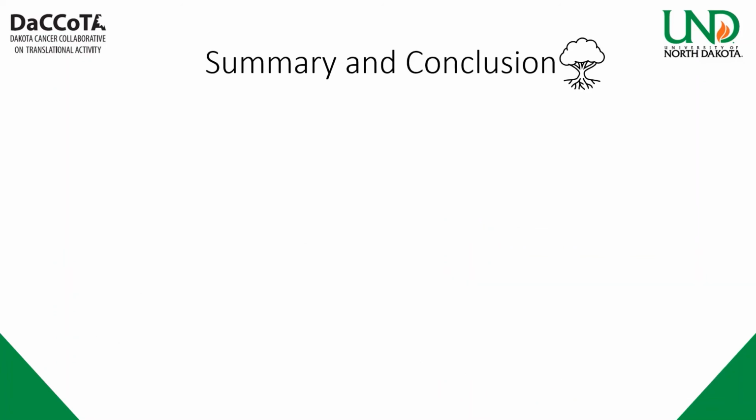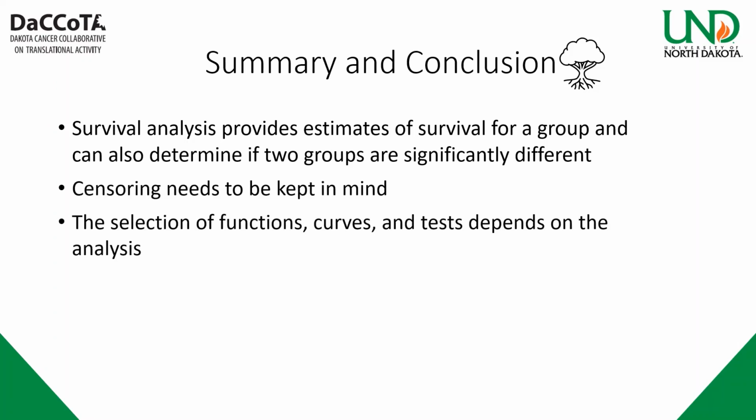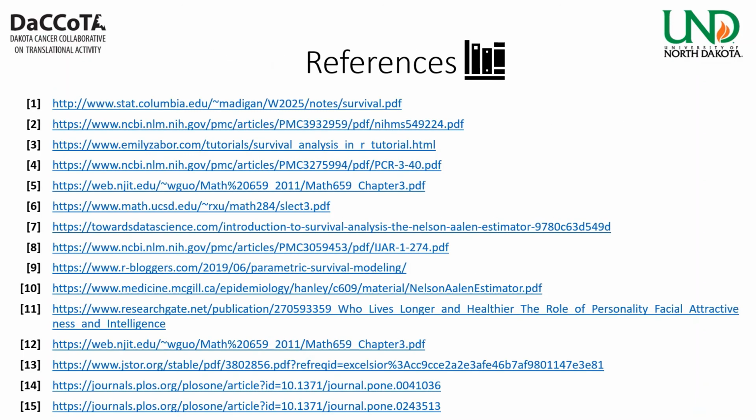Right, let's summarize and conclude. Survival analysis provides estimates of survival for a group and can also determine if two groups are significantly different. So we looked at survival across groups and multiple groups. You need to keep censoring in mind, and the selection of how you use survival function curves and tests depends on what you're analyzing. So please tune in next time for a deeper dive into the details of survival analysis. We'll look at especially things like parametric models, Cox regression, and other specialized models in Survival Analysis Module 3 Deep Dive. Here are some references for what I covered here.